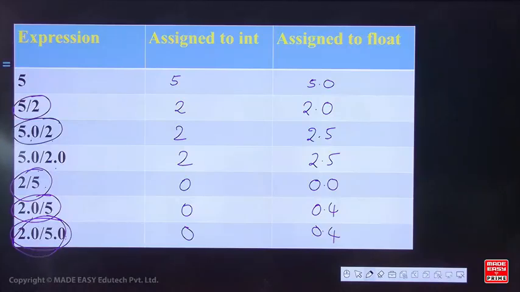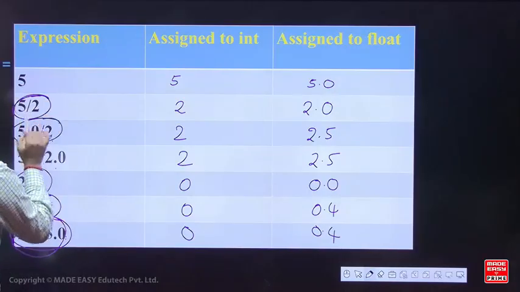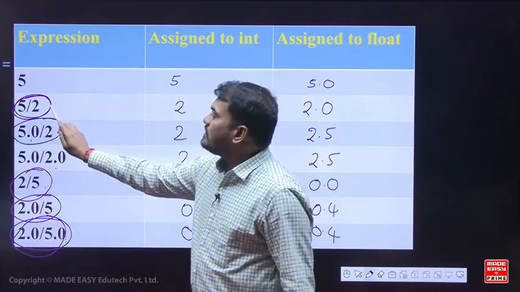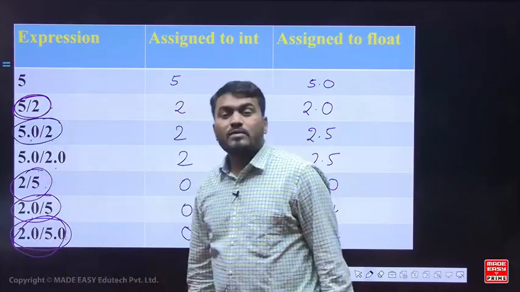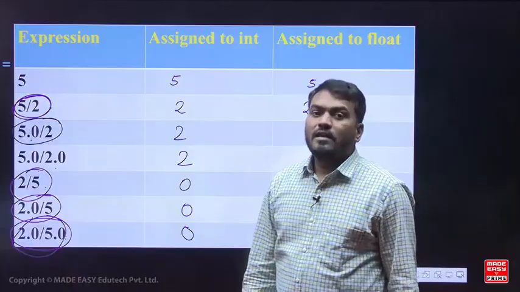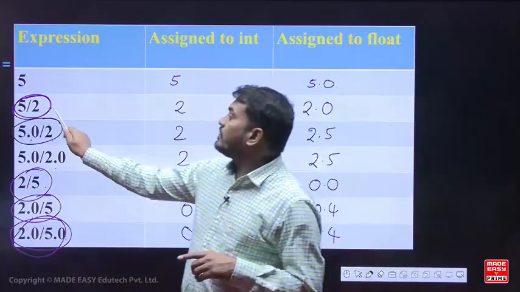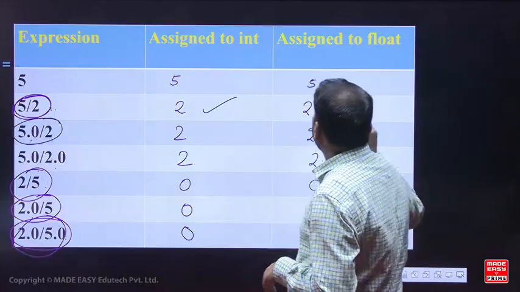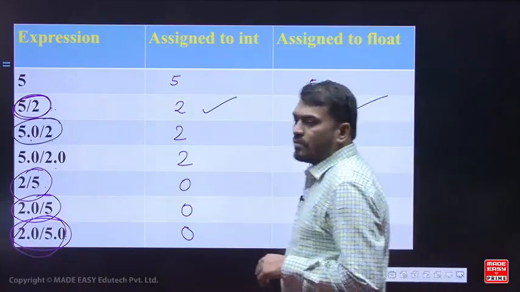Sir, 5 divided by 2, the answer will be 2.5 in float. No, Harshit Gupta, 5 divided by 2 actual, and that is what I am saying. Don't confuse. 5 divided by 2, both are integers. According to C language, what is the output? 2 only. If I assign it to integer, it will print 2. If I assign it to float, it will print 2.0. So don't confuse.